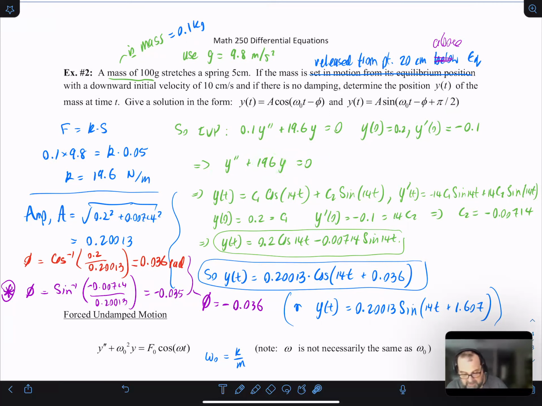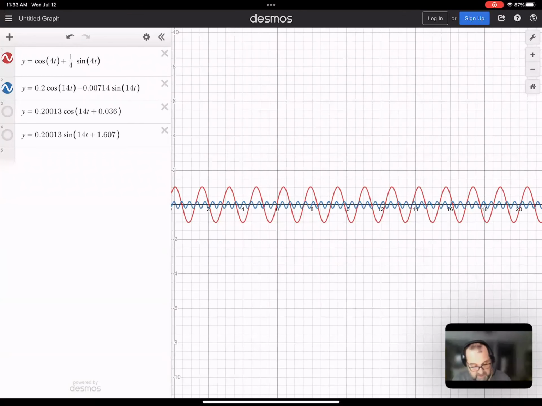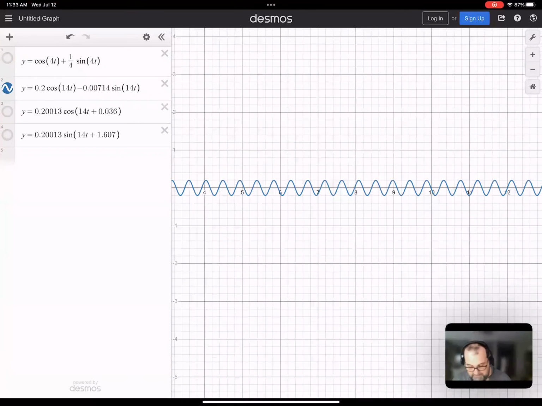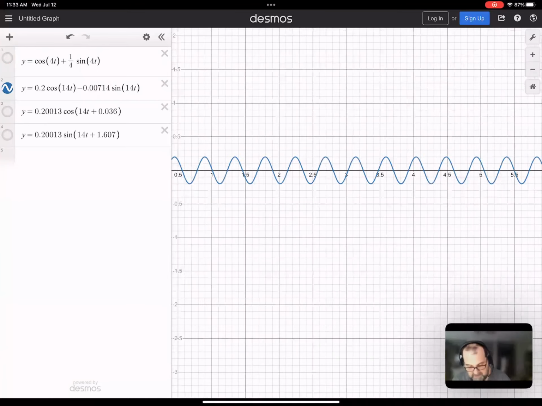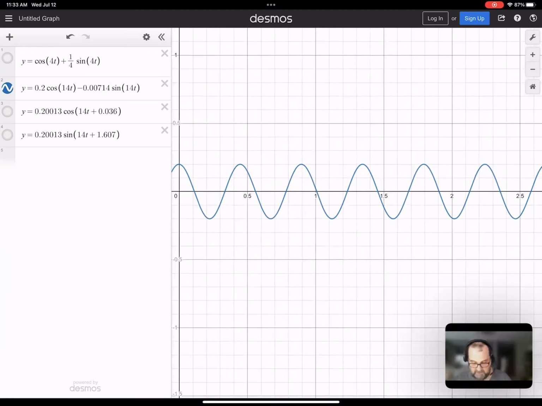196 here, that is 14 squared. So we end up with this general solution. Again, just try the work out here. This is what I get when I solve the initial value problem. So try that out. So let me show you this on Desmos. On Desmos, that was this guy here. So that is this equation here. And then, yes, this is what this looks like on Desmos.